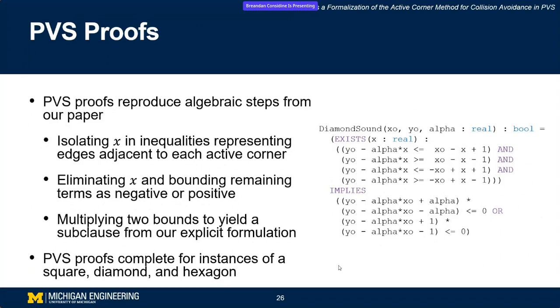Actually implementing an algorithm to automatically come up with PVS steps requires being able to interpret what these inequalities are in a way that is challenging right now. And that's the next step for this research.